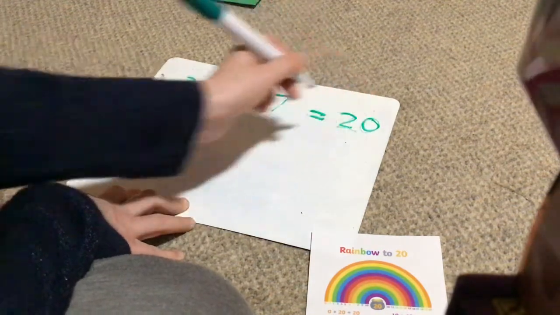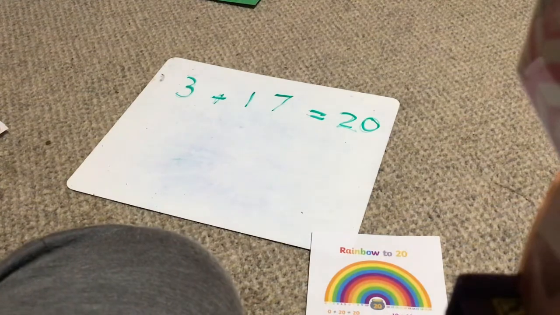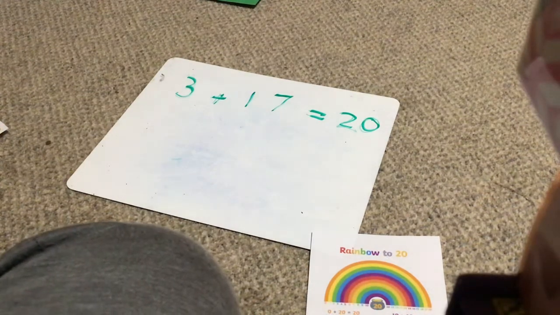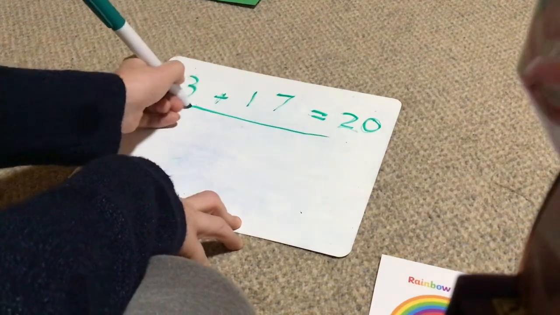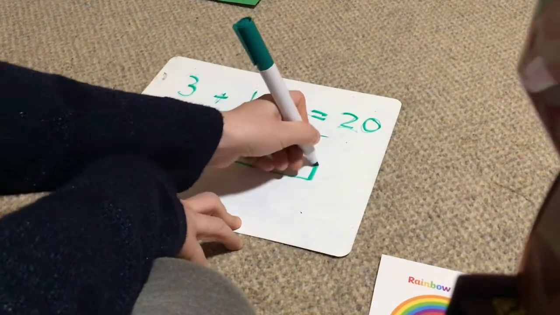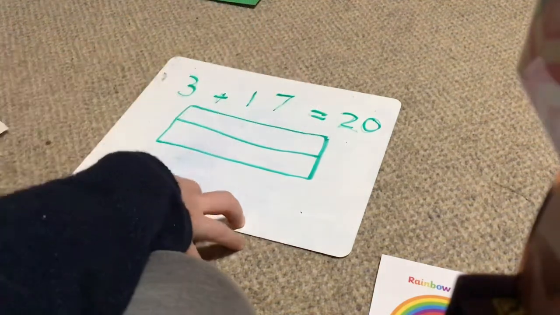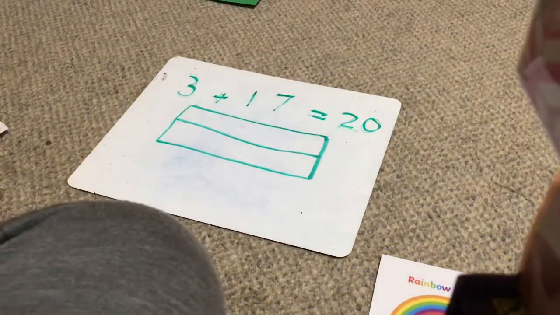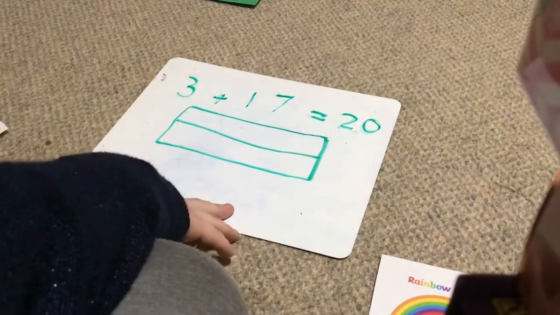Now there's a way that we can do this, and we can show this as something called a bar model. So I'm going to draw out a little bar. Now don't worry too much about this because we are going to do this for lots of our numbers in year 2, and it's a really cool trick you can do. This is called a bar model.